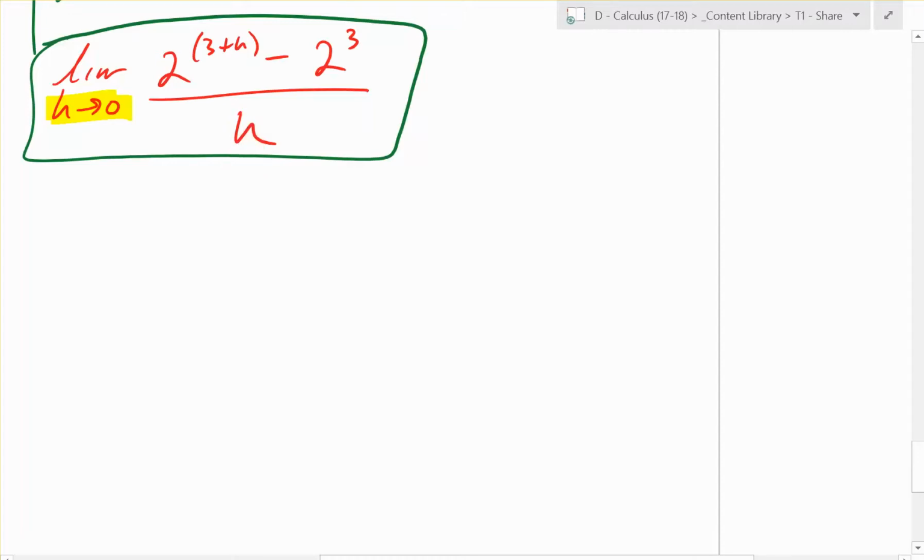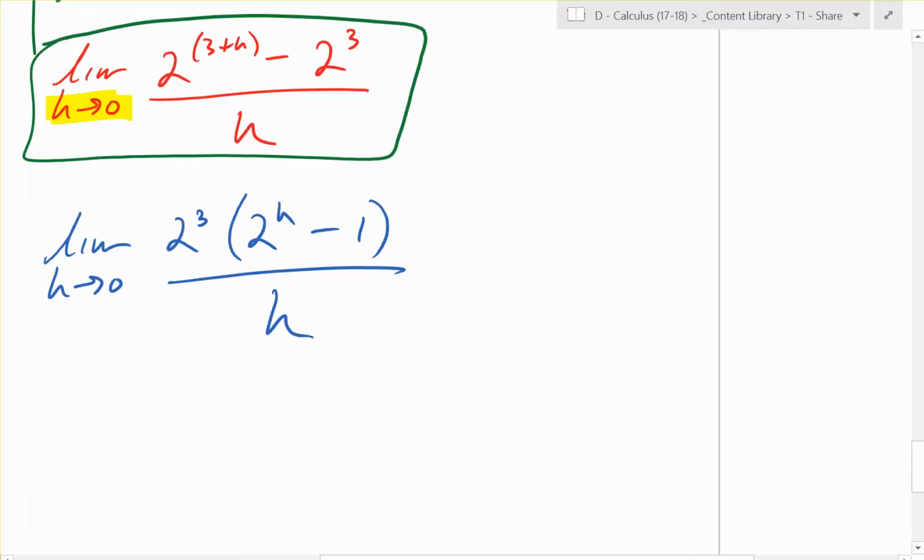Maybe there's some algebra you could do. You could factor out maybe 2 to the third, and you get the limit as h goes to 0 of 2 to the third times 2 to the h minus 1, all over h. Nothing cancels. This h is still there. So you are going to need to use a table for this.